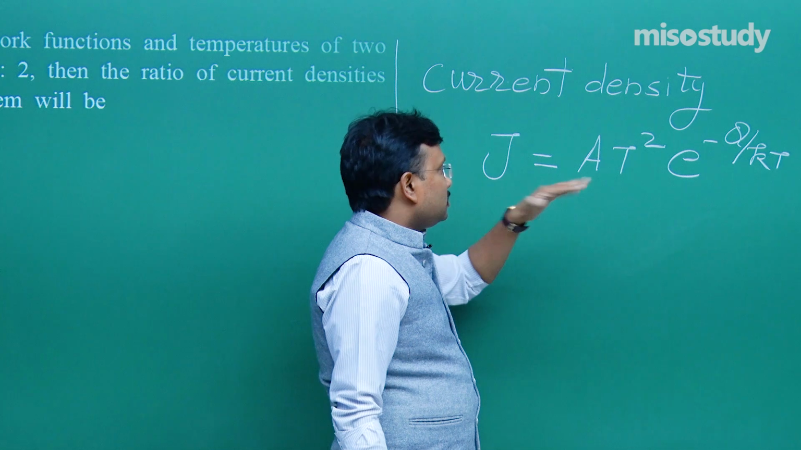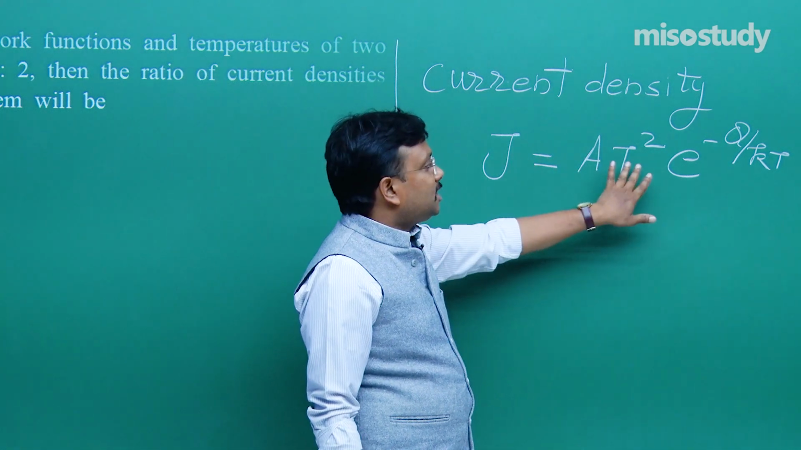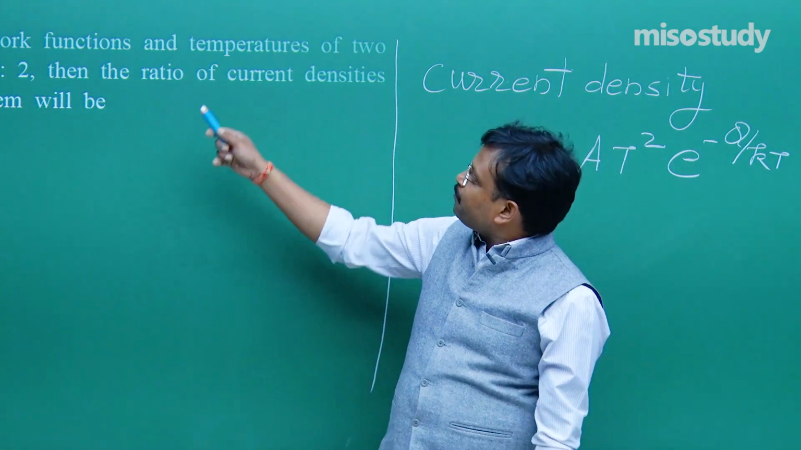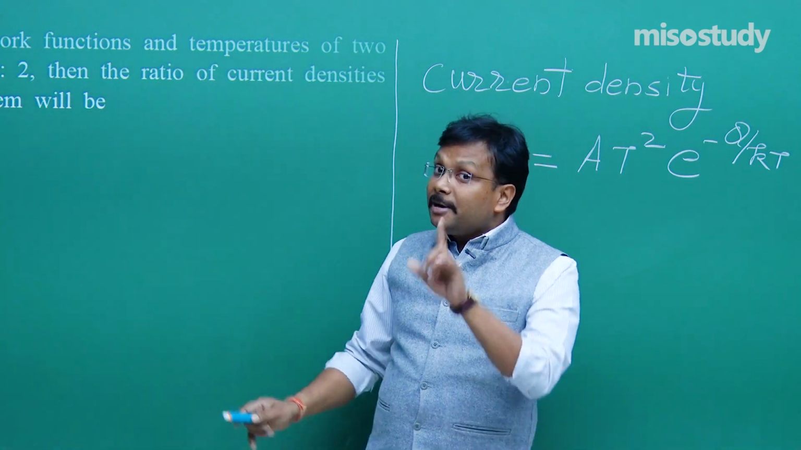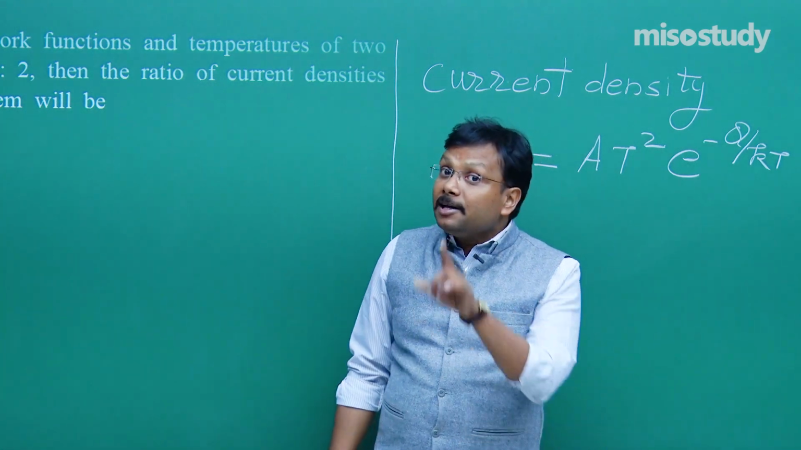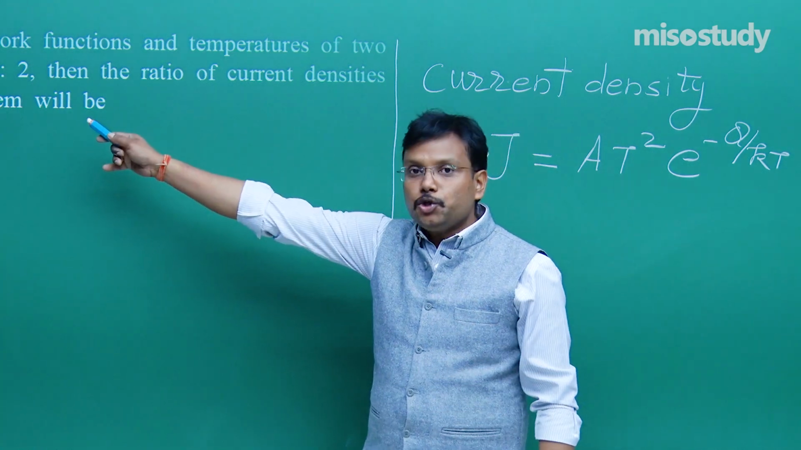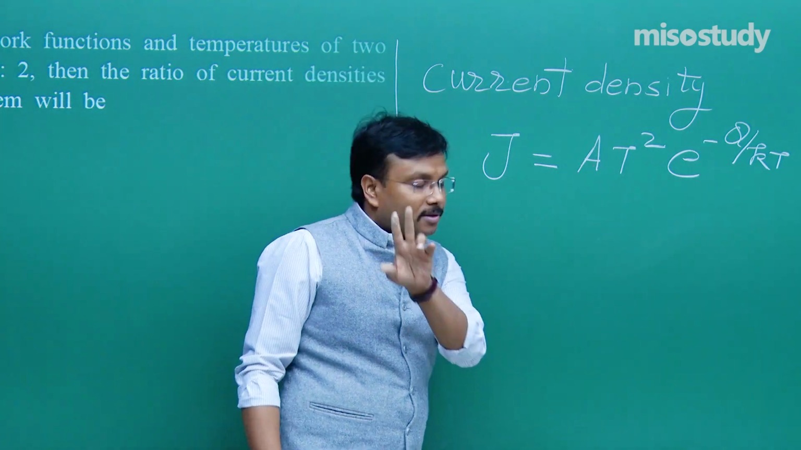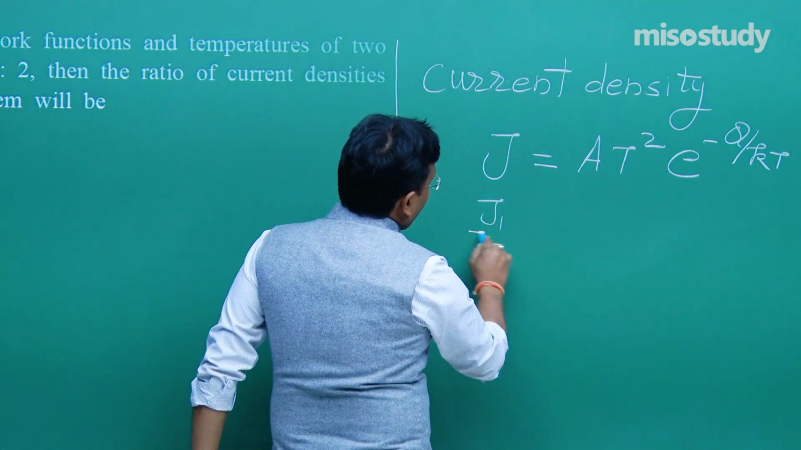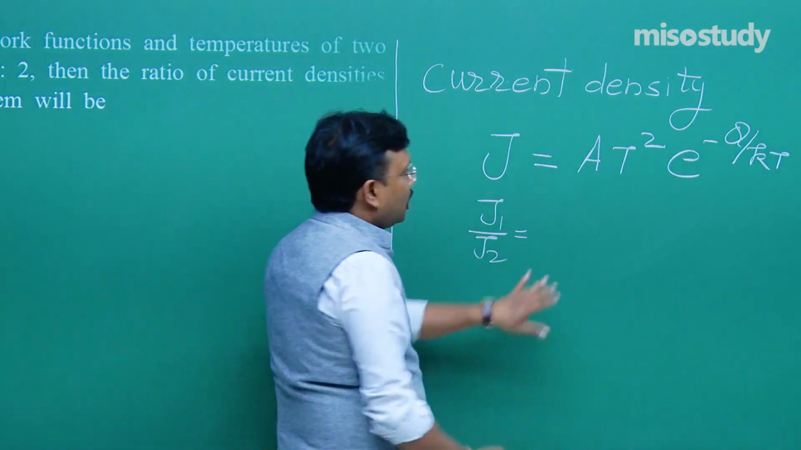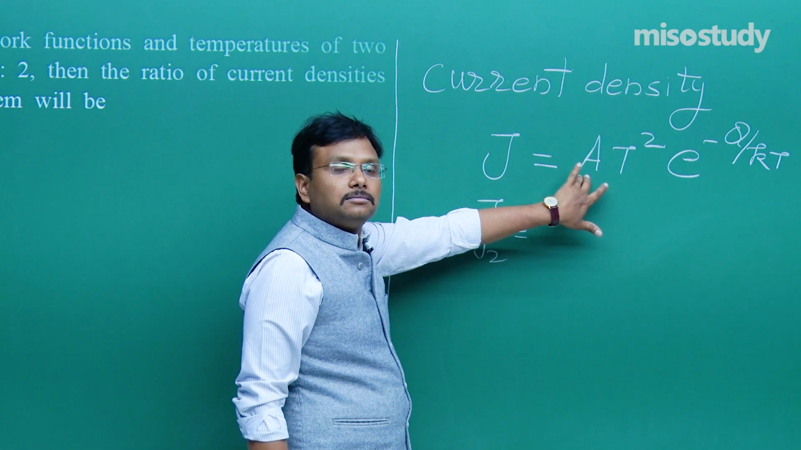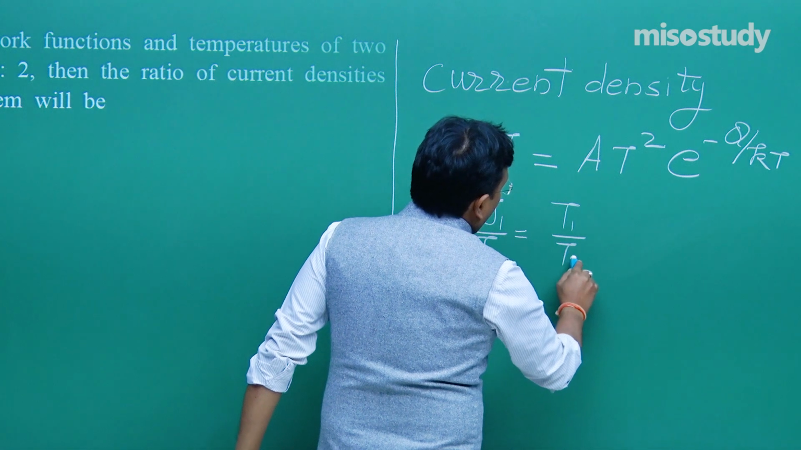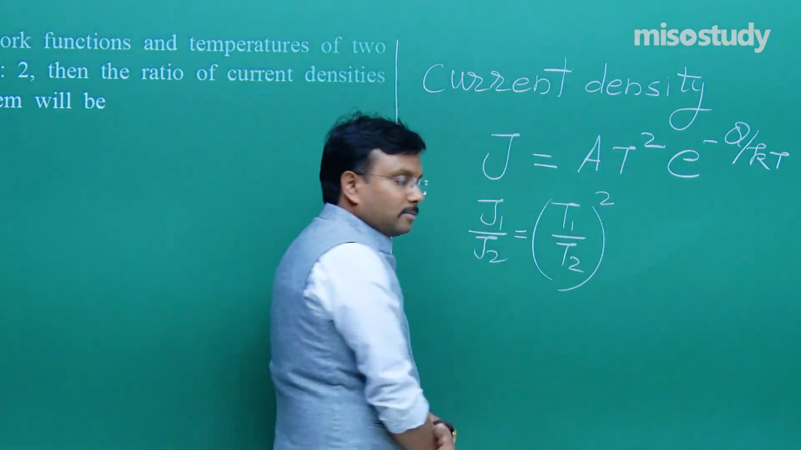Now change the area, current density will change. Change the temperature, current density will change. Now here is the catch point. What exactly is the catch point? If the temperature for one emitter is T, then for another emitter it is 2T, 1:2. So if the temperature is different, we have to use this formula twice. How? J1 upon J2 is equal to, nothing is mentioned about area, so let them go. T1 upon T2 whole square.